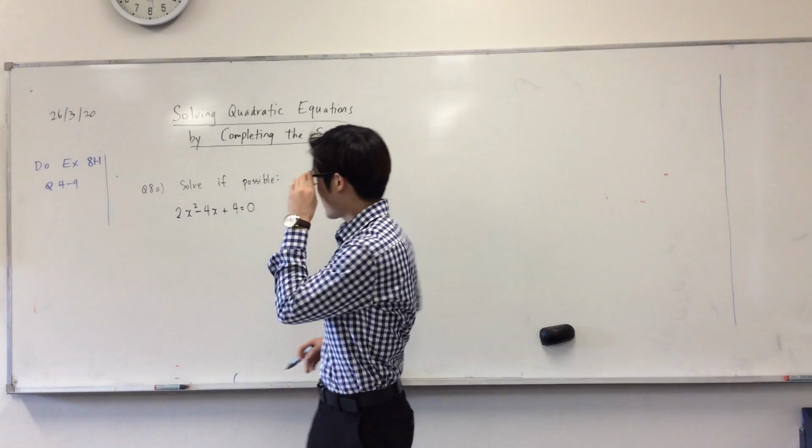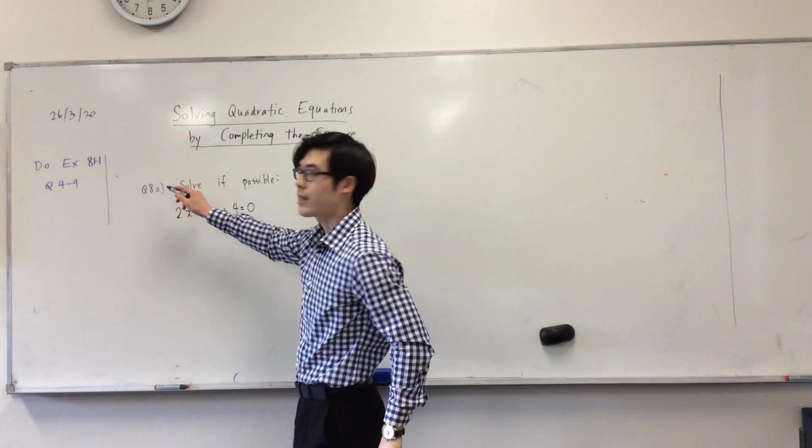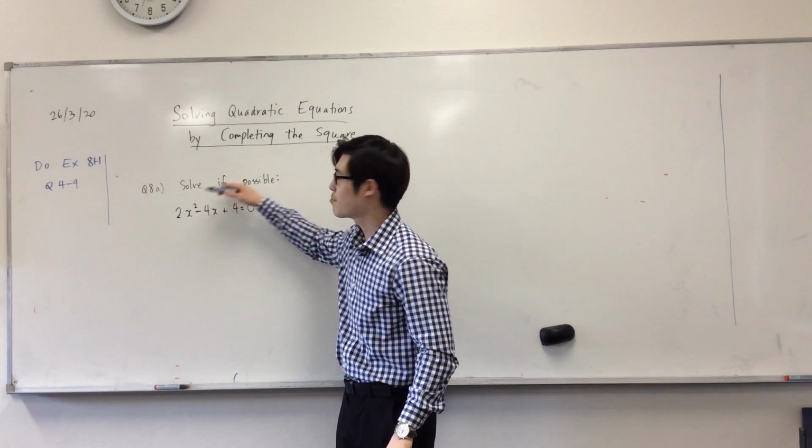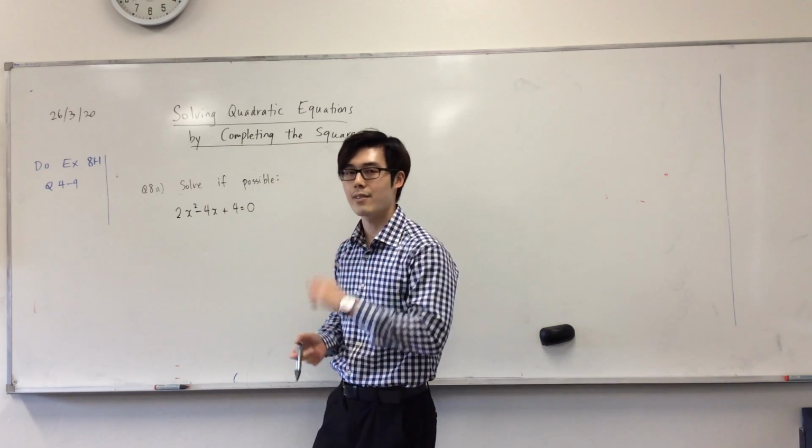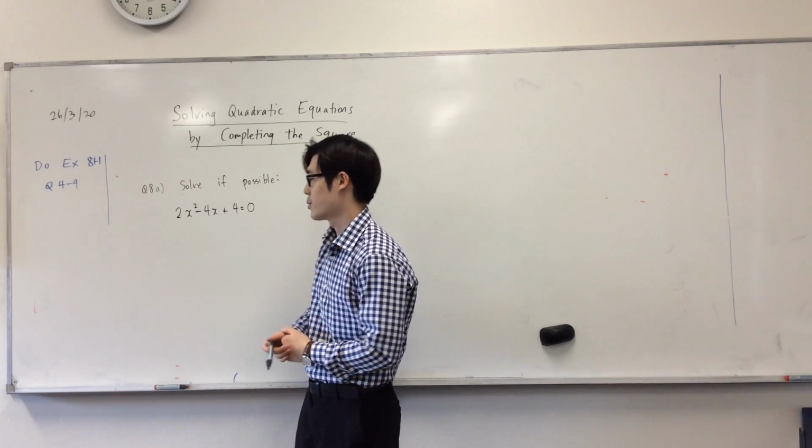Okay, the one question that I want to go through in your exercise is question 8A. And it says solve this quadratic equation if possible. Now you can't always solve all quadratic equations if you get a negative number in a square root. And I'm about to show you in this example.